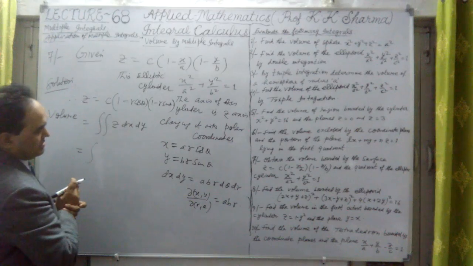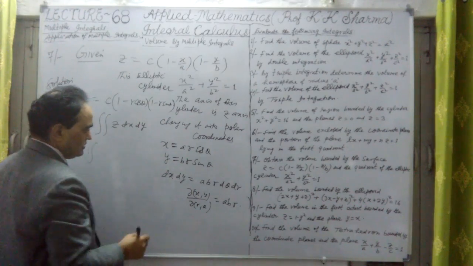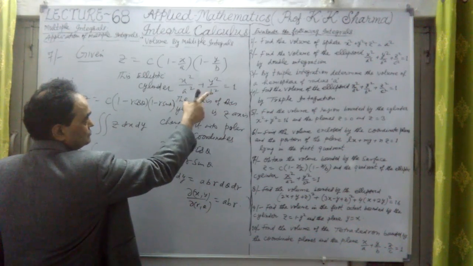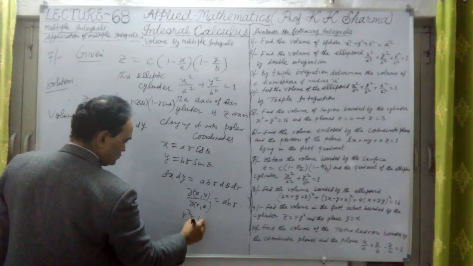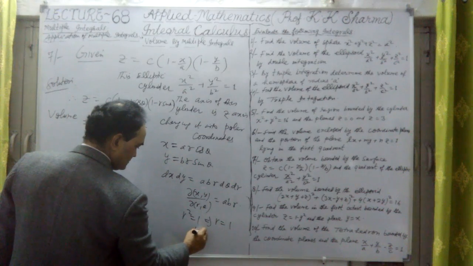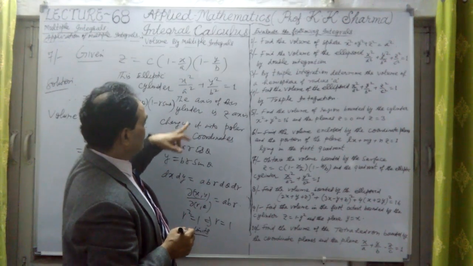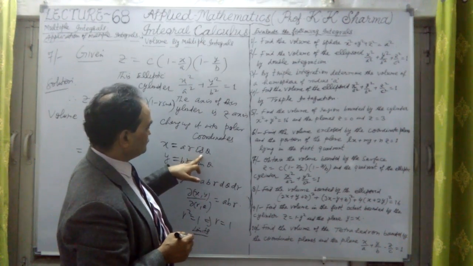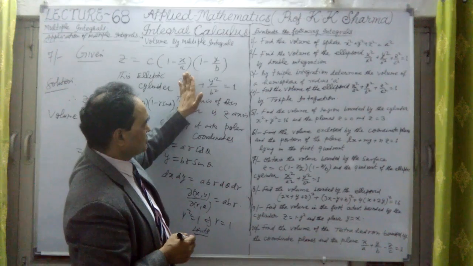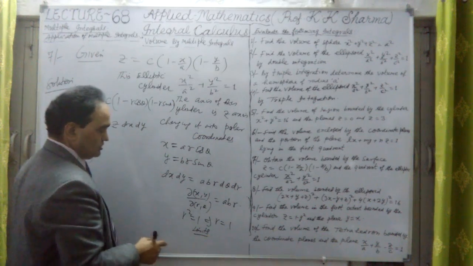What are the limits here? We have changed to polar coordinates, theta and r. Here x squared plus y squared equals 1, that means r squared equals 1, so r equals 1 is the limit for r. Here x is ar cos theta, so a squared r squared cos squared theta, a cancels out, plus r squared sin squared theta. Taking r squared common, cos squared theta plus sin squared theta equals 1, that means r squared equals 1 from this equation.